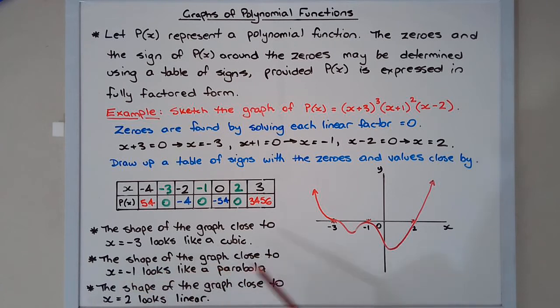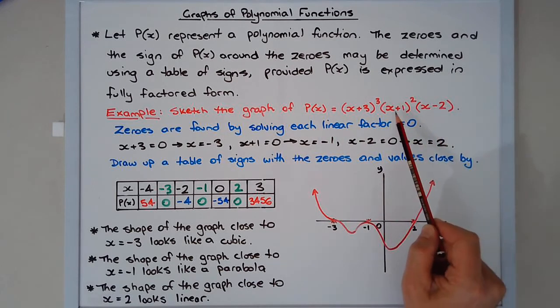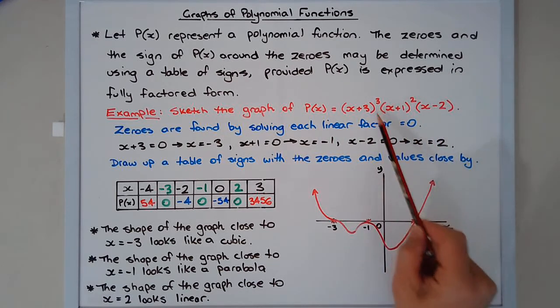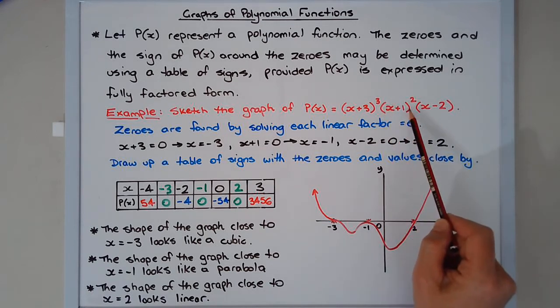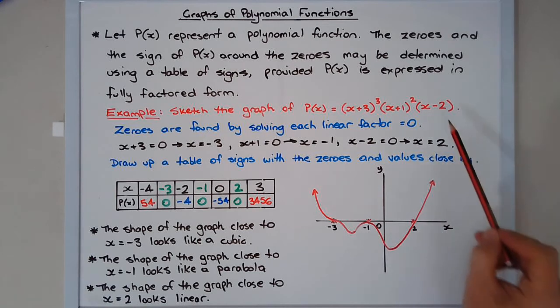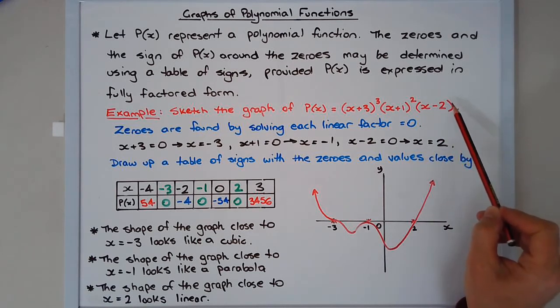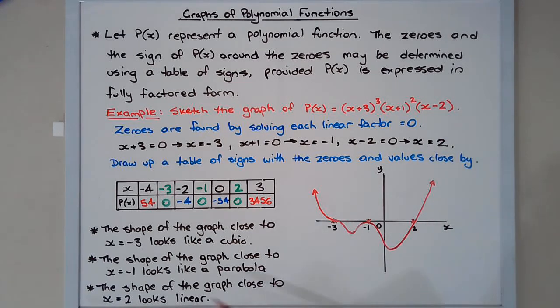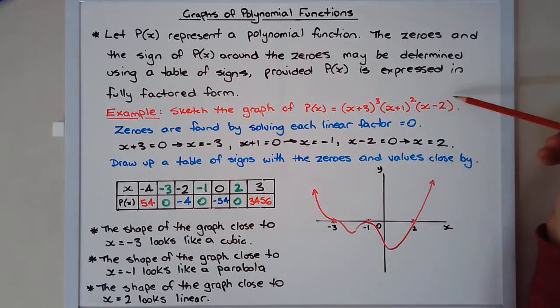The shape of the graph close to x equals negative 1 looks like a parabola. If you look at the polynomial in fully factored form, the zero x equals negative 1 belongs to this factor here, (x plus 1) to the power of 2. That's quadratic, so that would form the shape of a parabola around that zero. And lastly, x minus 2, that's raised to the power of 1. The shape of the graph close to x equals 2 looks linear for that reason, because the power of x minus 2 is 1.